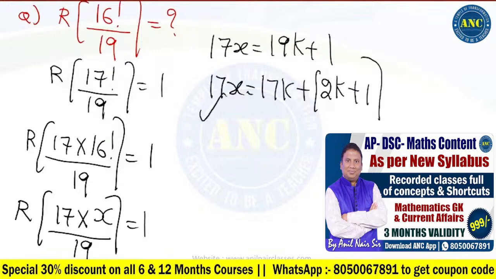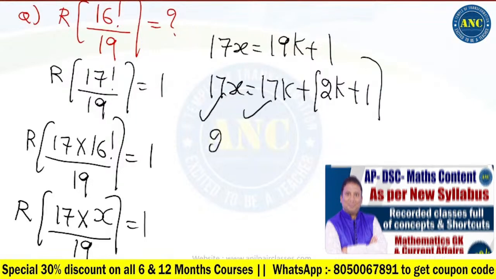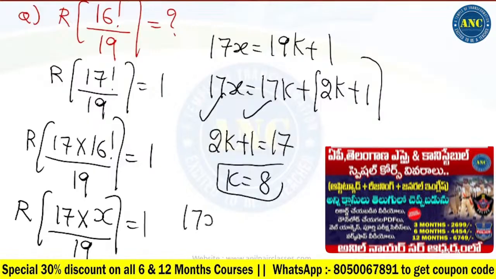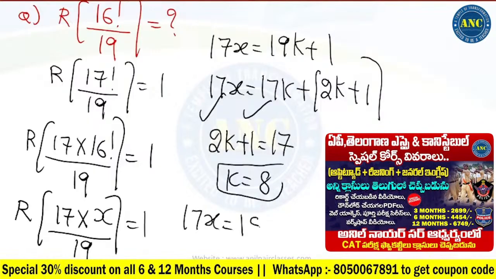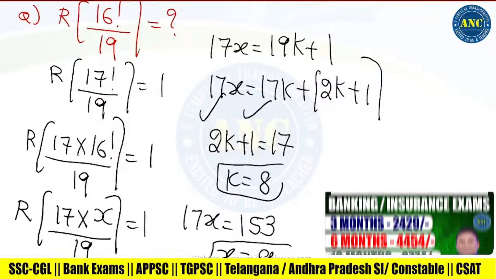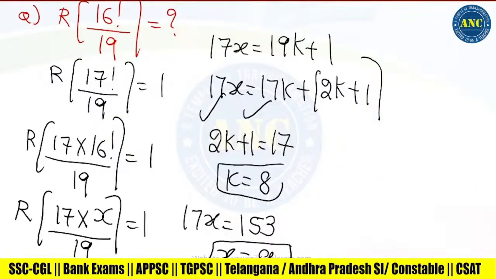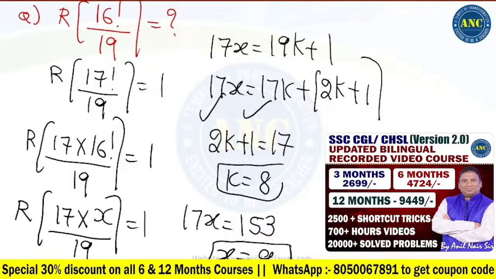17x is divisible by 17, so 2k plus 1 should be divisible by 17. The value of k is 8. So 17x is equivalent to 152 plus 1, which is 153. X is nothing but 9. And 9 is nothing but 19 minus 1 by 2. 19 minus 1 is 18, and 18 by 2 is nothing but 9.